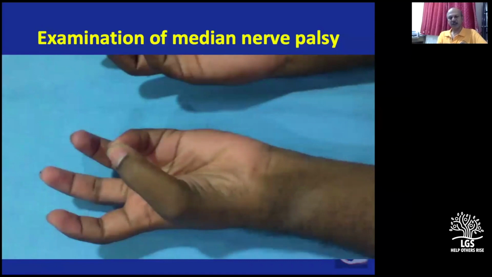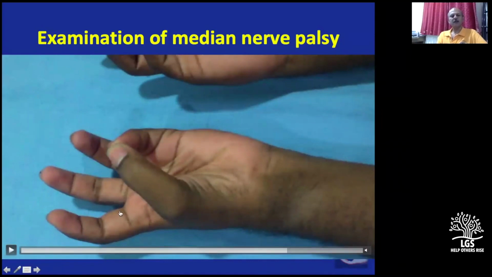Now it looks like he is doing opposition. But this is not opposition because he is using the flexor. And we know that because we are able to palpate this and find that there is no tone there of the abductor pollicis brevis.